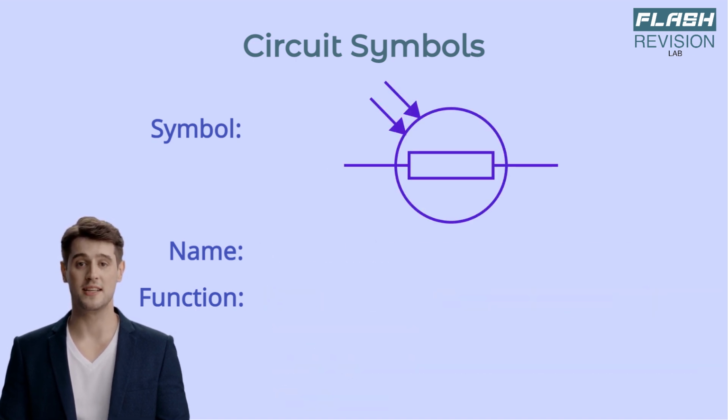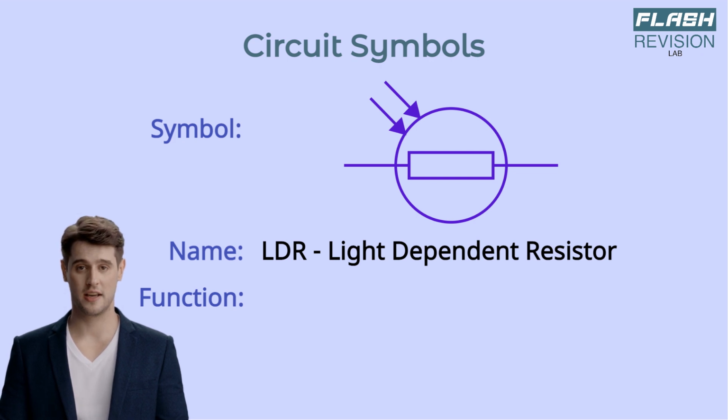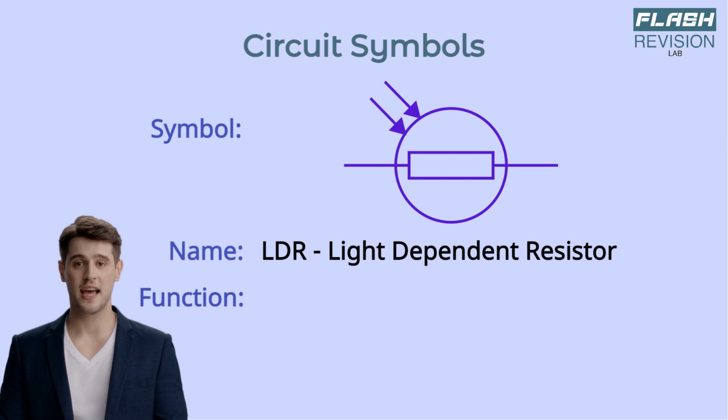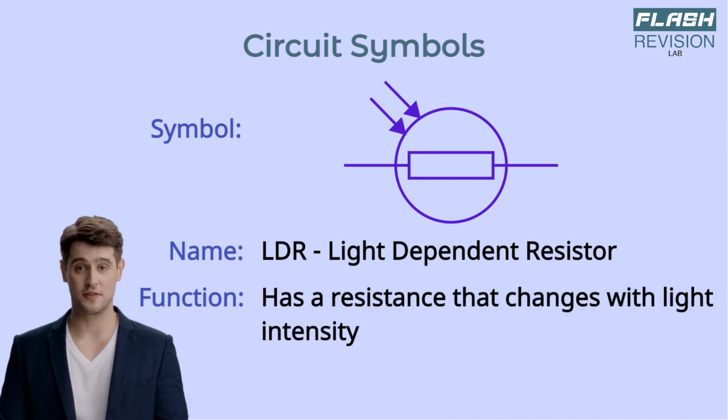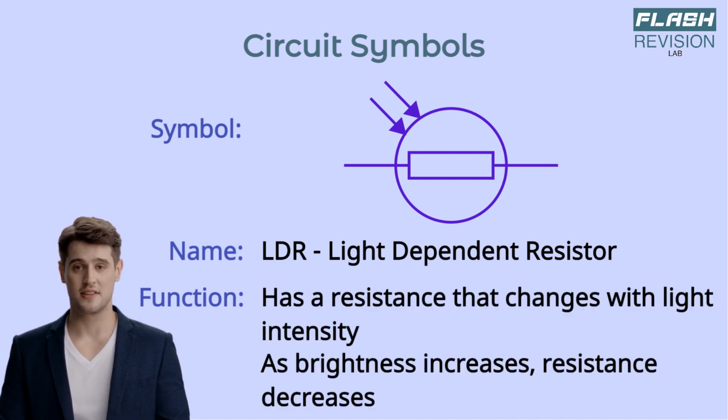The symbol for a light-dependent resistor, or LDR, is basically like a thermistor but with two arrows pointing at the rectangle. It is a device that depends on light rather than temperature, so that means it changes its resistance based on light intensity of the surroundings. The brighter the surroundings, the less resistance it has.